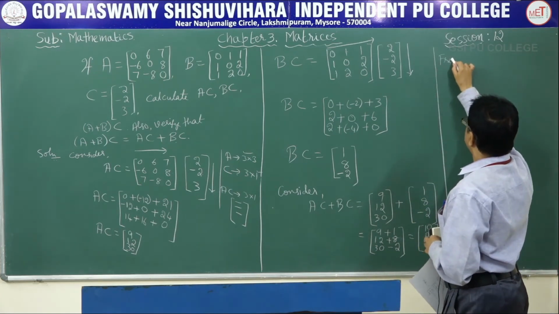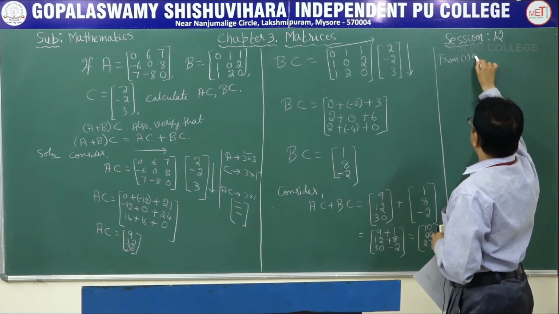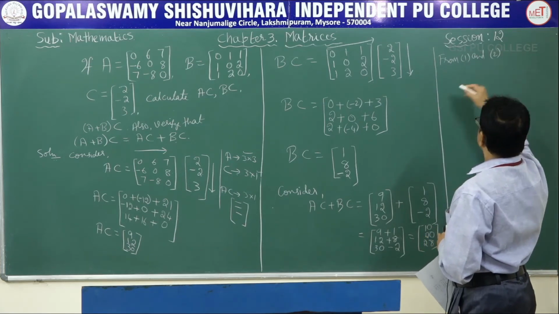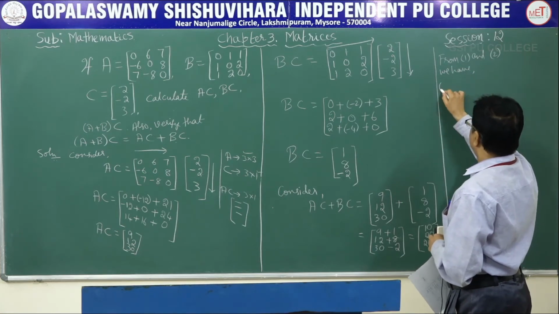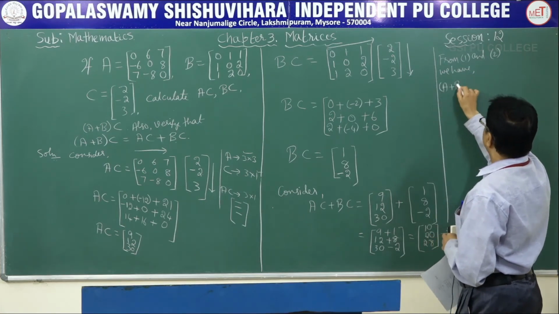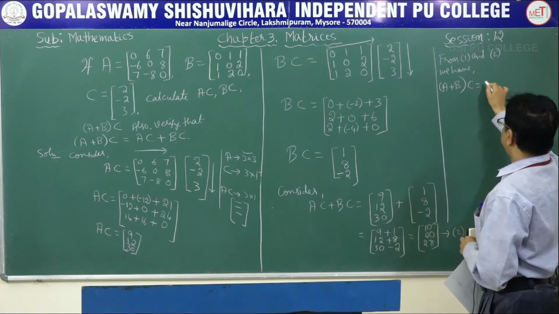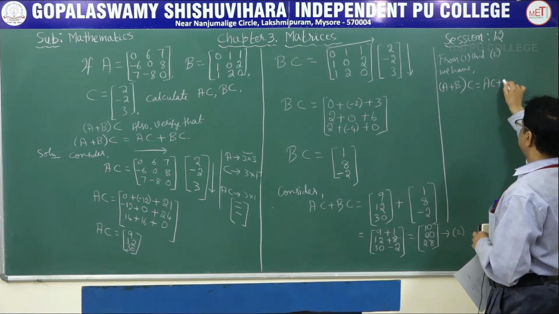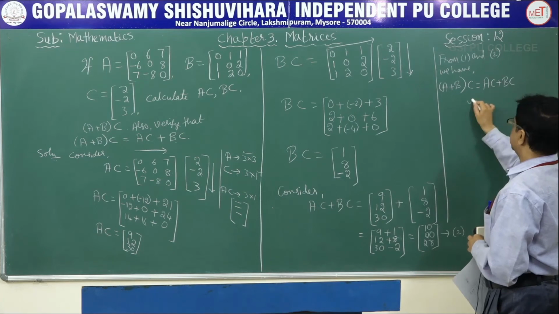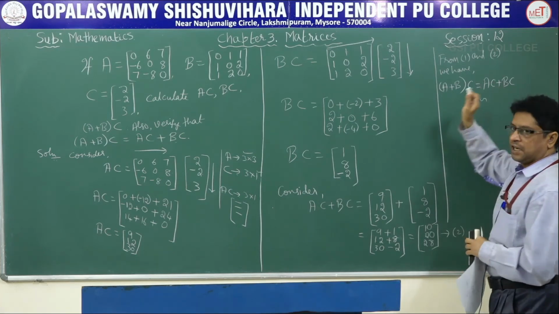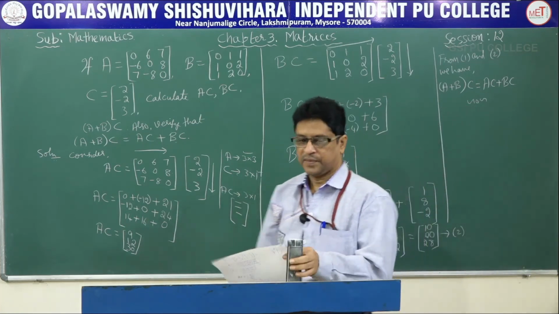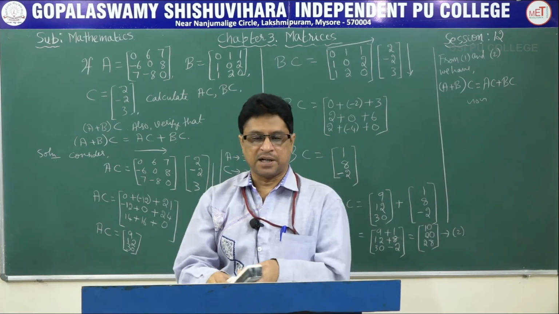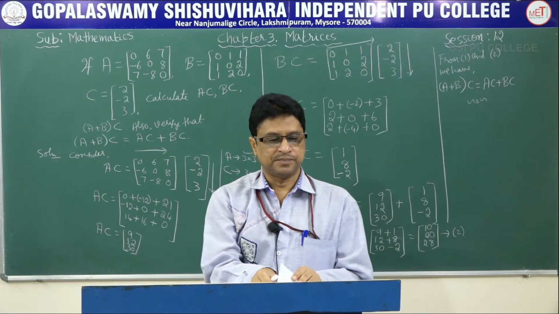From 1 and 2, we have A plus B into C will be equal to AC plus BC. That completes this problem. Next, we shall pass on to the next problem.